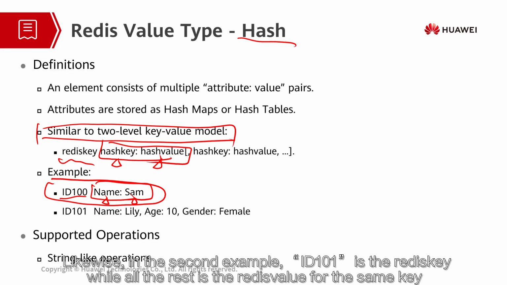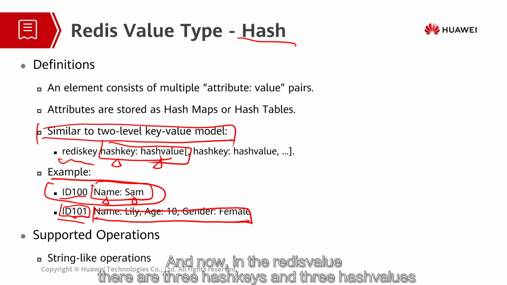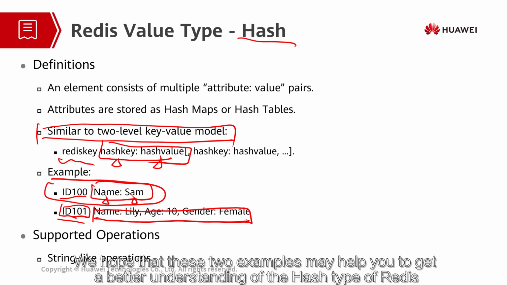Likewise, in the second example, ID 101 is the Redis key, while all the rest is the Redis value for the same key. And now, in the Redis value, there are 3 hash keys and 3 hash values. We hope that these 2 examples may help you to get a better understanding of the hash type of Redis.